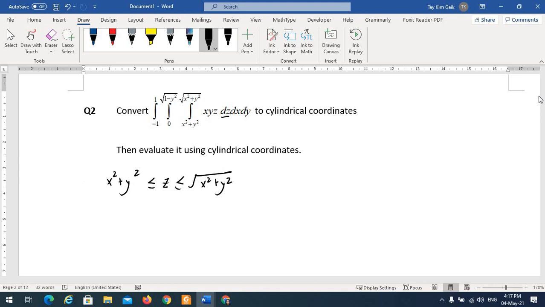So you must understand what this is. This one actually tells you z equals x squared plus y squared. This one means this is a lower surface. And this is actually z equals the square root of x squared plus y squared. So this tells you upper surface.